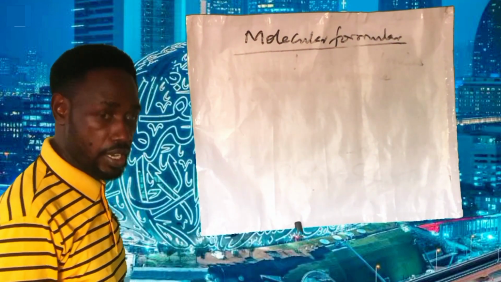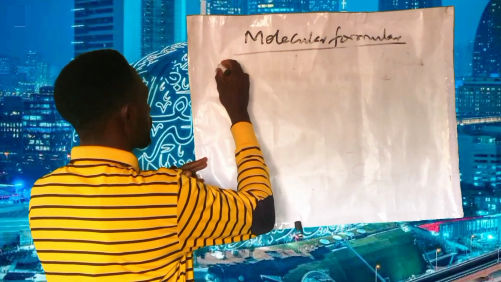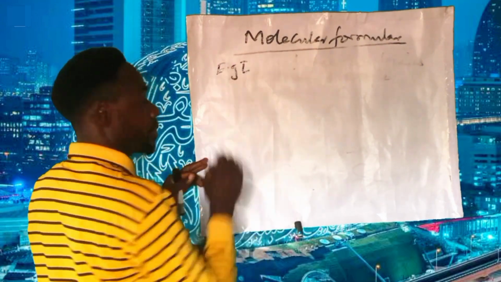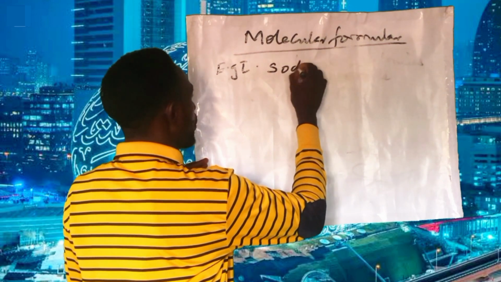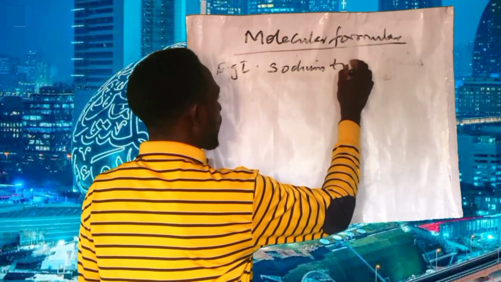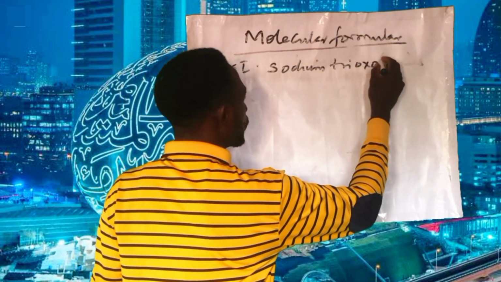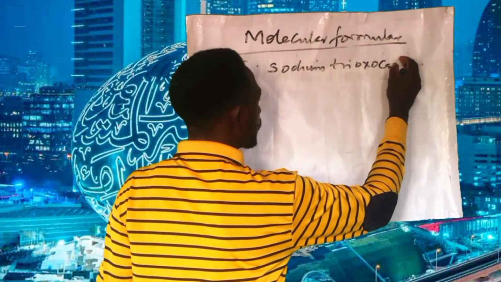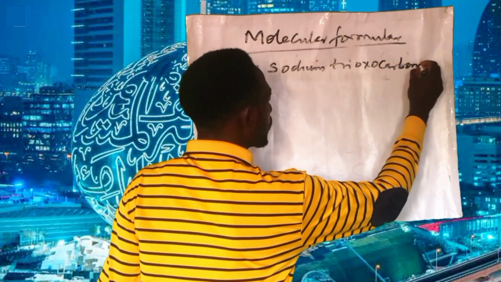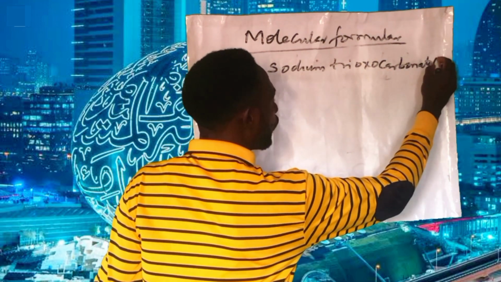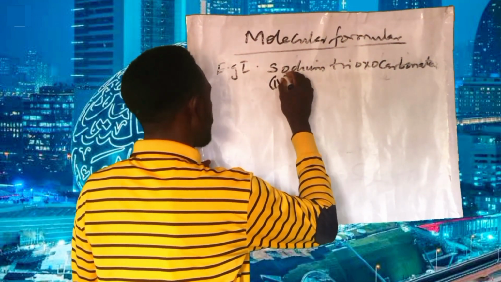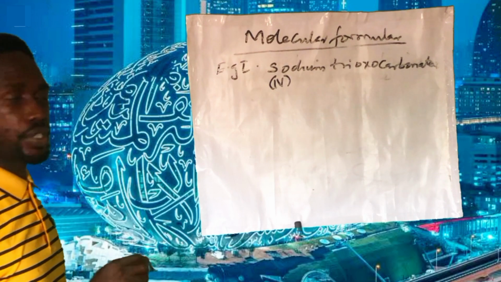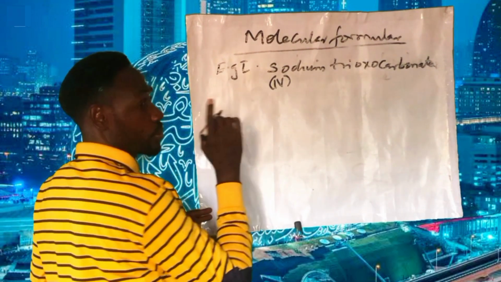So, writing ternary compounds, let's take a look at example 1 under ternary. Let's assume we want to write sodium trioxocarbonate(IV), carbonate 4. Okay, this is ternary. So one should learn these basics.